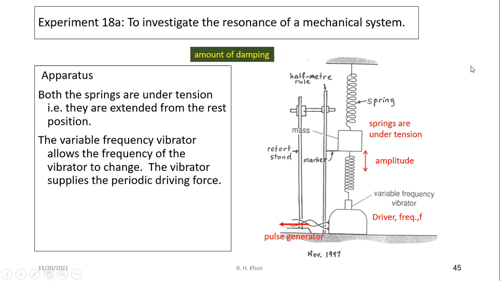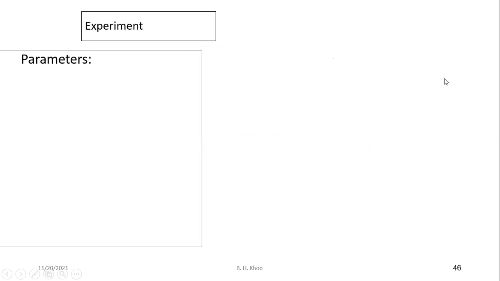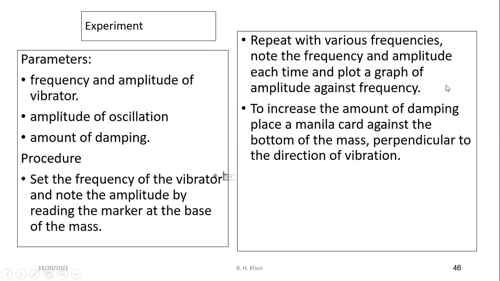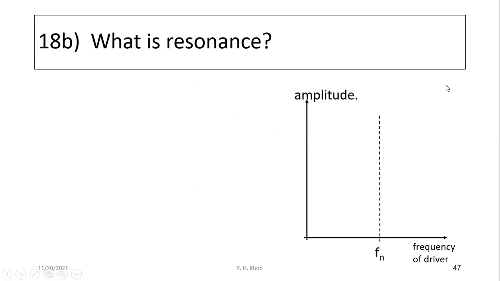If you want to increase the damping, there's this block there. Put a cardboard below. You just increase the area of the cardboard to increase the damping. That's all. So you can change the frequency. You can read the amplitude. Okay, then you can all read yourself. And then you can change the amount of damping. Then you can plot a graph.